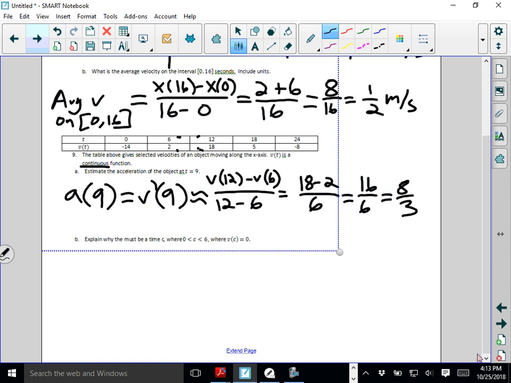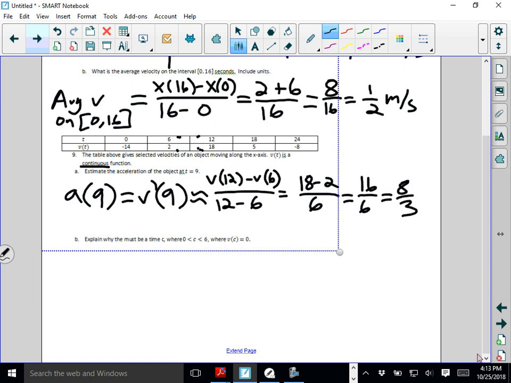c, where 0 is less than c is less than 6, where v of c is equal to 0. Okay? What theorem am I going after here? IVT, right? Hitting a certain velocity when I know a starting velocity and an ending velocity on that interval, right? I know v of 0, I know v of 6. I know that v of 0 is less than 0. I know that v of 6 is greater than 0.